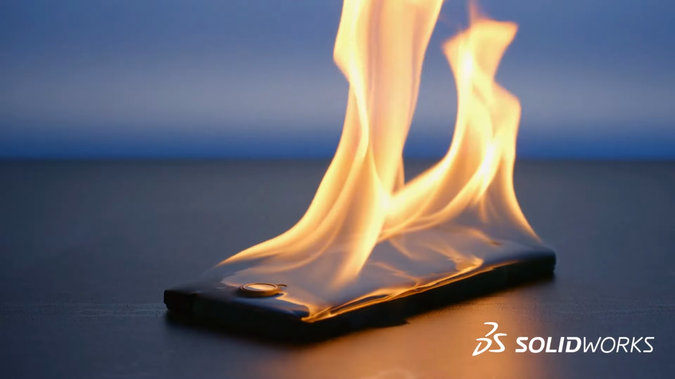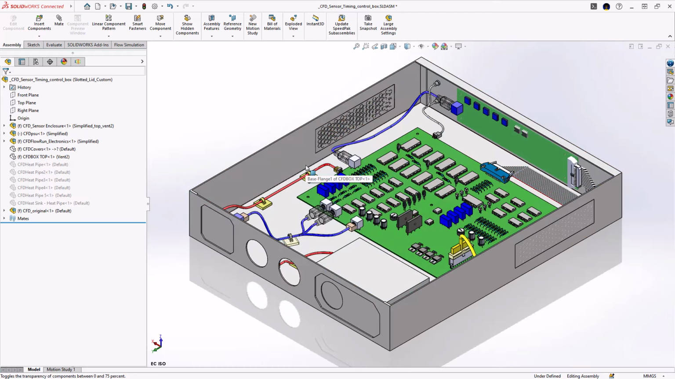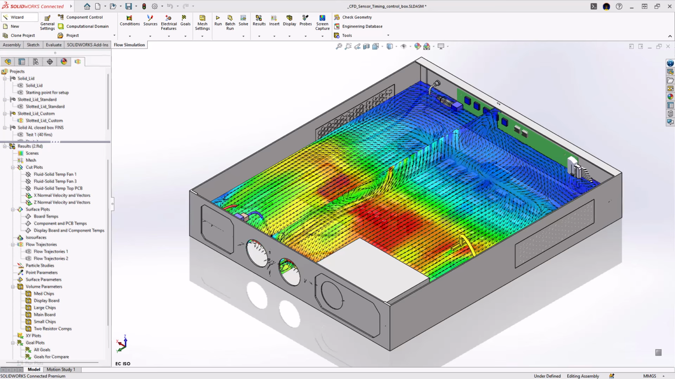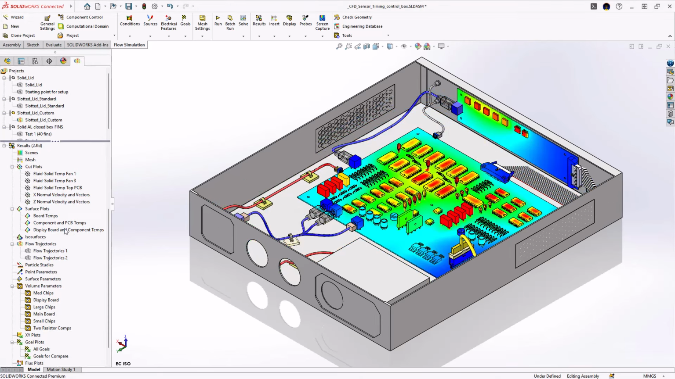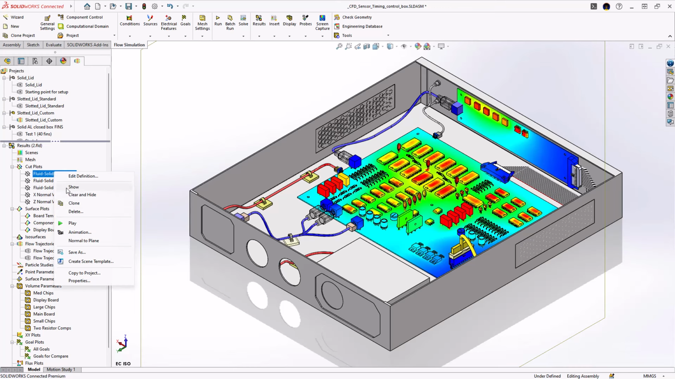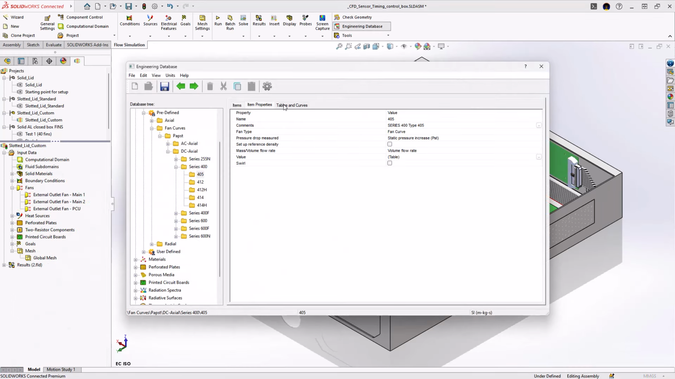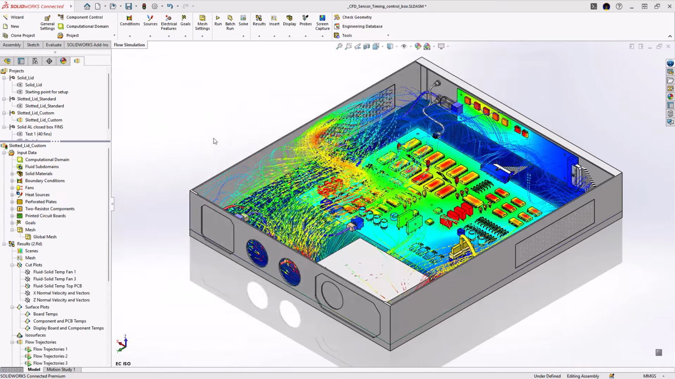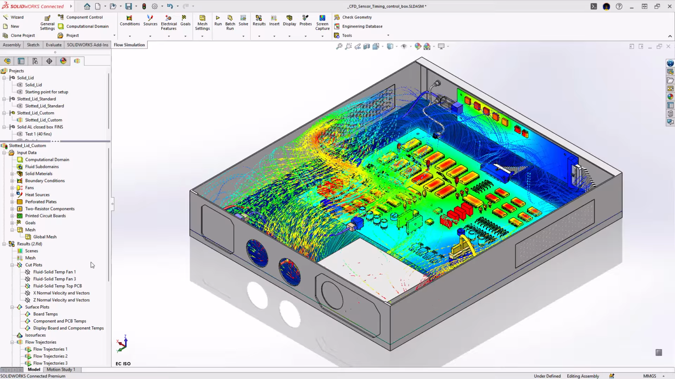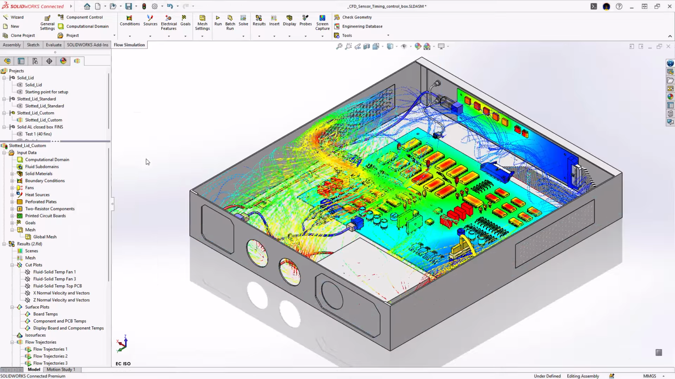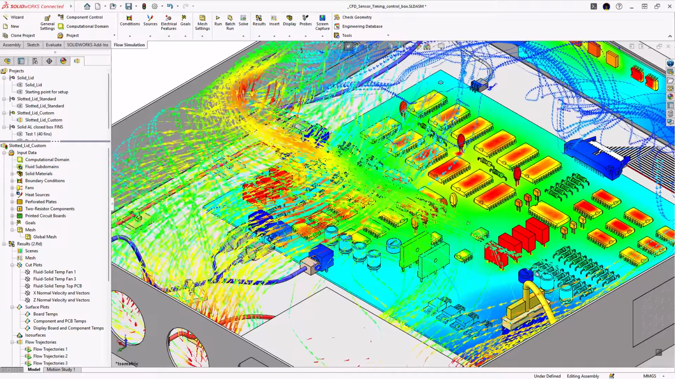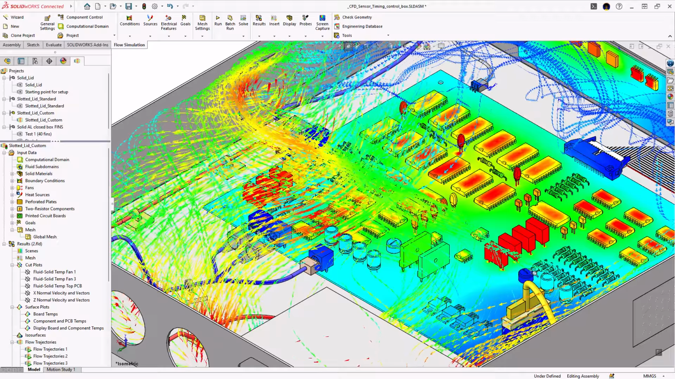Overheating kills electronics, but designing effective cooling doesn't have to be guesswork. Test natural or forced convection, fan curves, and even thermal radiation inside electronic enclosures. Select fans, circuit boards, two-resistor components, and other electronics from a built-in library. Simulate heat transfer across PCBs, chips, and heat sinks. Identify hotspots and airflow bottlenecks in seconds, ensuring components operate within safe temperature limits.